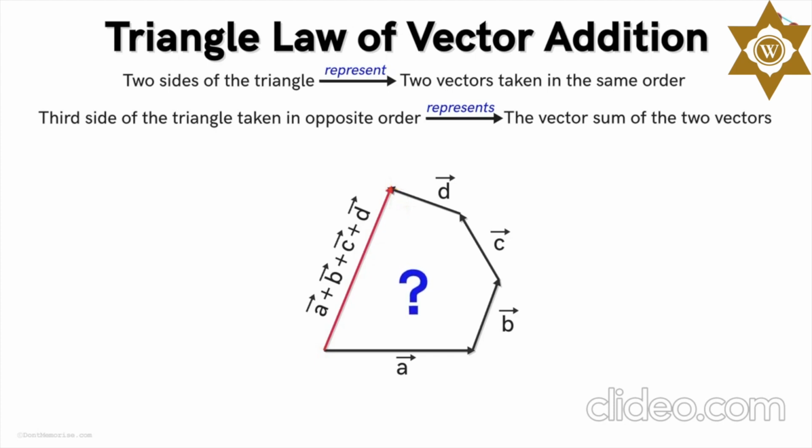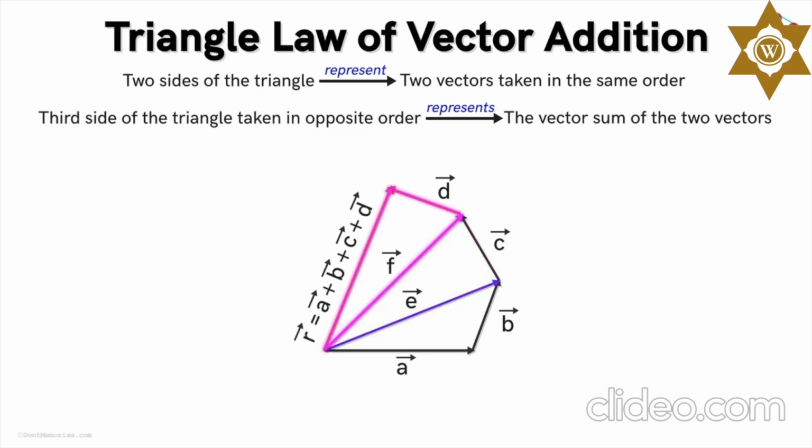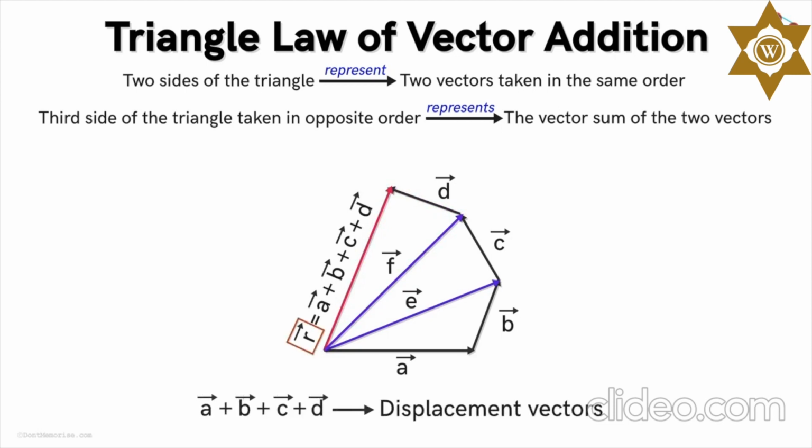How is that so? Suppose first we add these two vectors A and B, then we will get this vector E. Then we add this vector E with the third vector C to get this vector F. Now finally adding this vector F with the fourth one D will give us this vector R. If we think of these vectors as the displacement vectors, then it's easy to see that this vector R will be the final resultant vector of these four vectors.